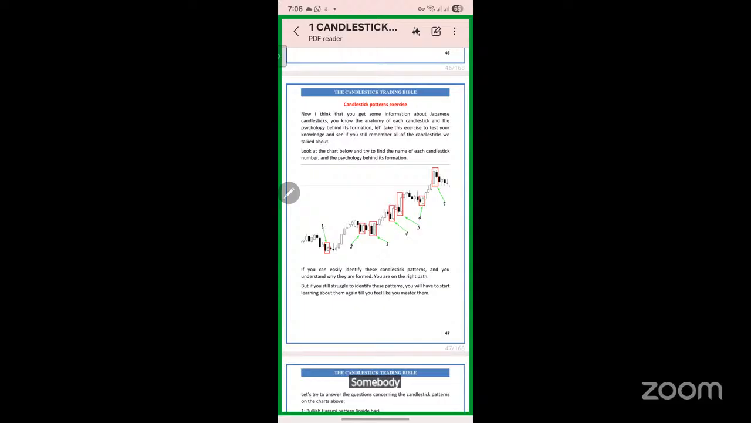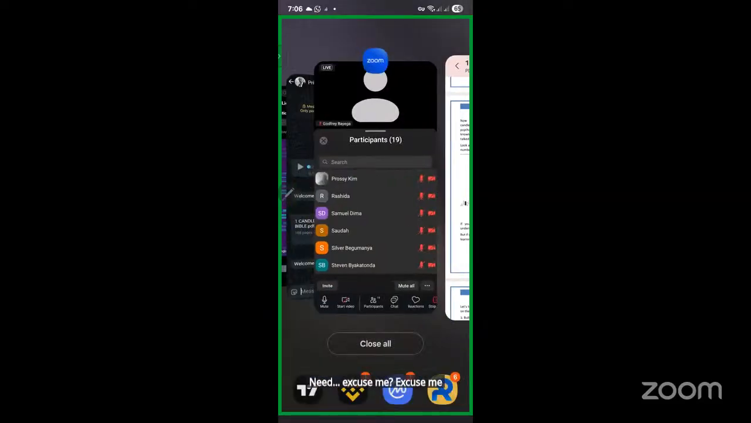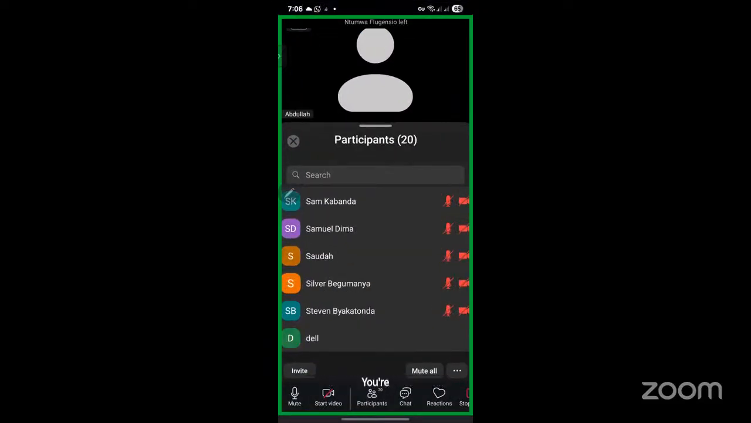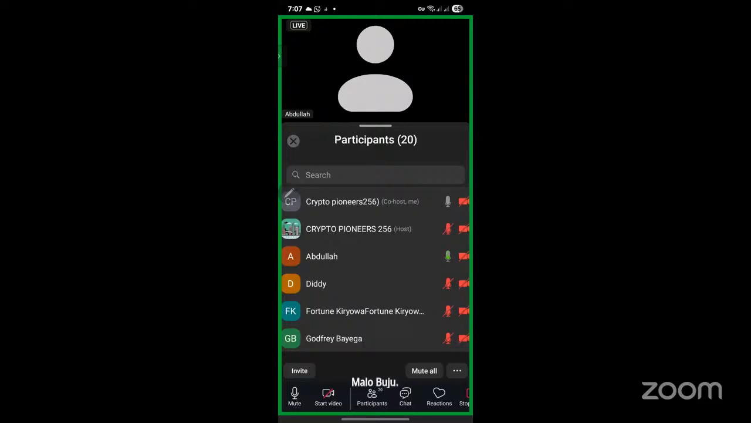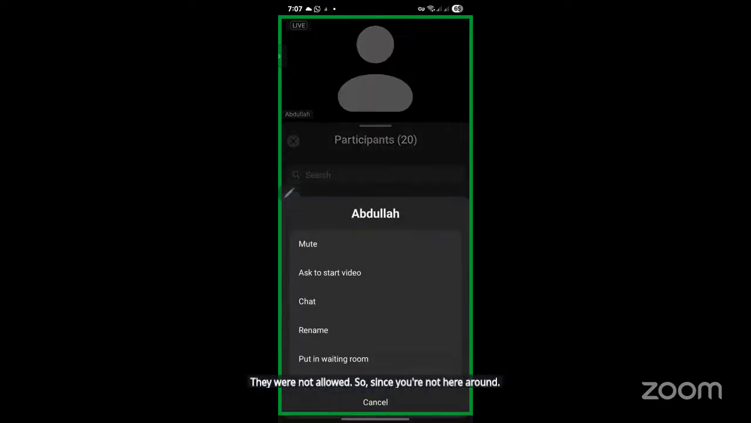Leader, there is this candle called Marubozu. We looked at that candle in the first lesson, but you have not seen it. Did you attend? Maybe I was not around. Since you were not around, let me refer you here.